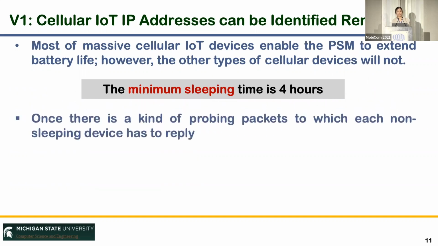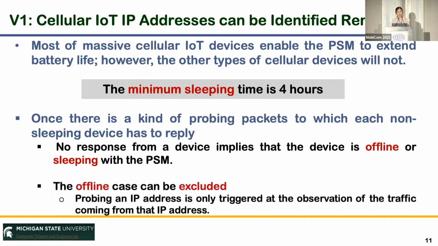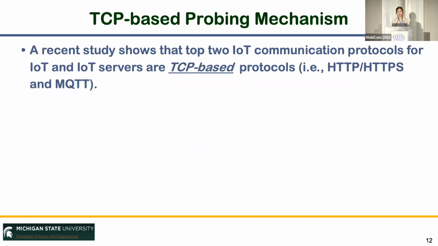So once there is a kind of probing packet to which each non-sleeping device has to reply, no reply from a device implies that it is offline or sleeping with the power saving mode. Here, the offline case can be excluded since the probing is only triggered upon observing traffic coming from that IP address.